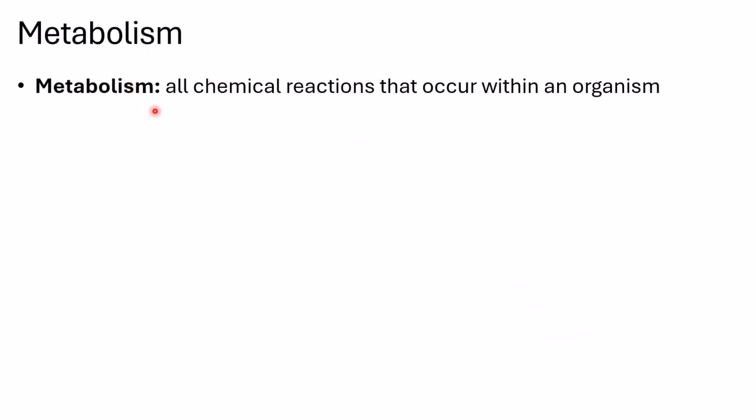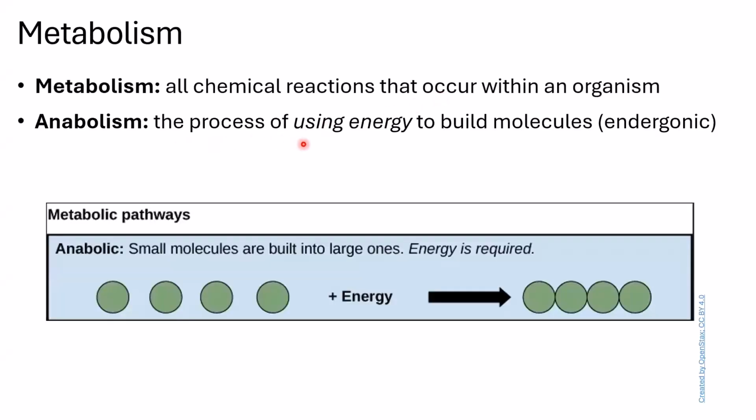In the context of biology, every chemical reaction that occurs in an organism is metabolism. Metabolism can be divided into two categories. Anabolism refers to chemical reactions that use energy to build larger molecules. Since energy is used, these are endergonic reactions. Photosynthesis, which takes carbon dioxide and water to build carbohydrates, is an example of anabolism.